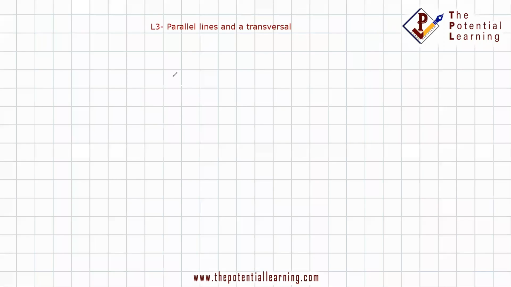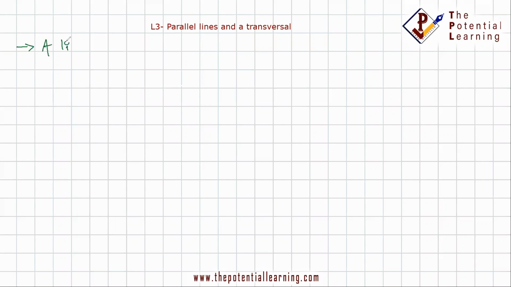Hi students, today we are going to proceed with our lesson 3 of chapter number 6, which is lines and angles. So today's topic to be covered is parallel lines and a transversal. Okay, so let's start. तो सबसे पहले जान लेते हैं कि ट्रांसवर्सल क्या होता है.